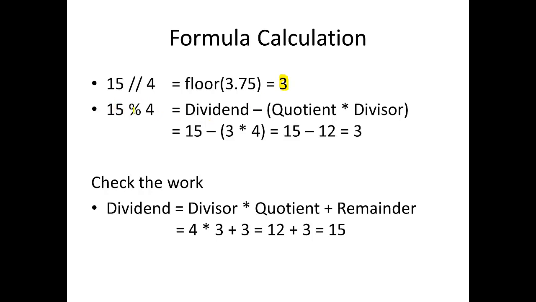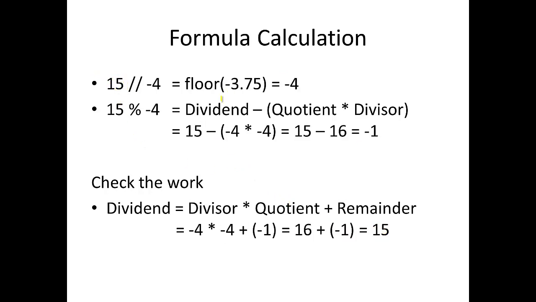So 15 mod 4 is the dividend minus the quotient times the divisor. So in this case, that's 15 minus 3 times 4, which equals 15 minus 12, and therefore it equals 3. Now to check our work, the dividend should equal the divisor times the quotient plus the remainder. So that's 4 times 3 plus 3, which equals 12 plus 3, and then works out to 15. And we can see that that is what we started with, 15.